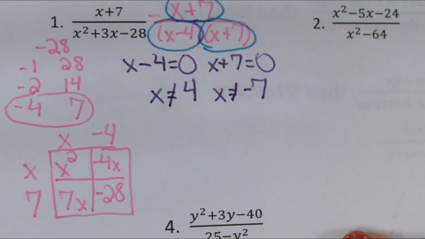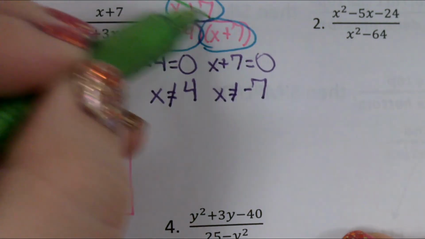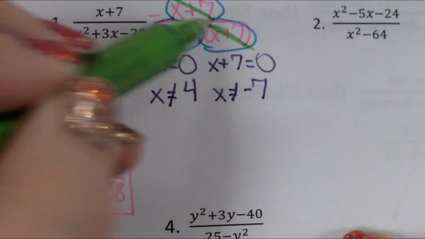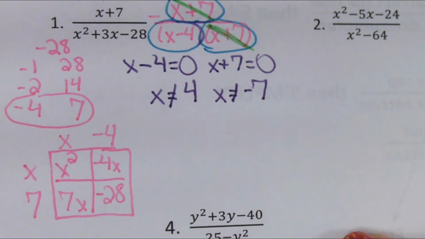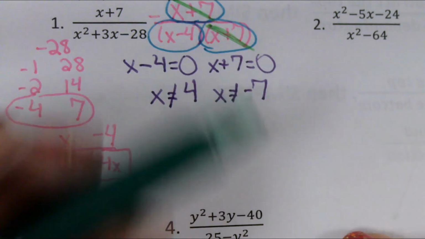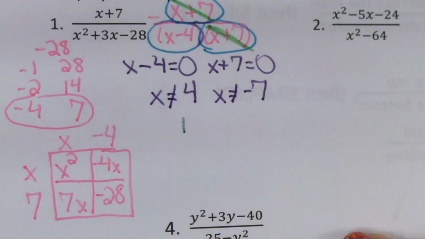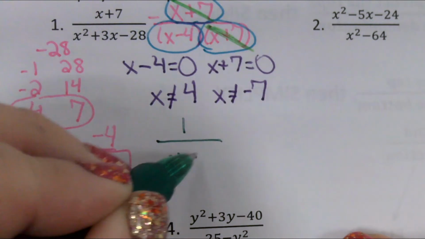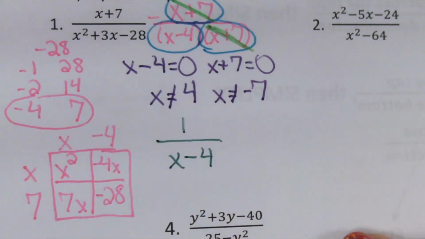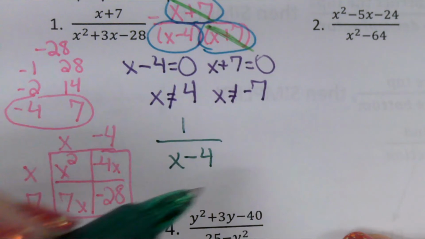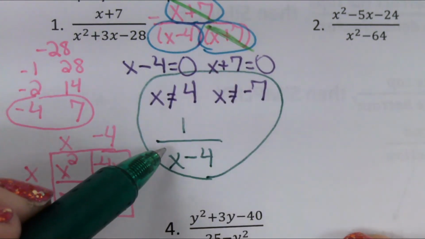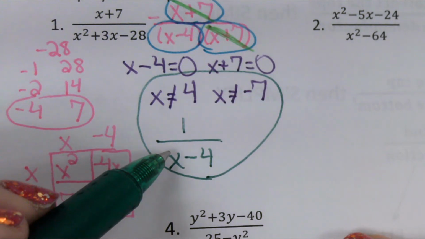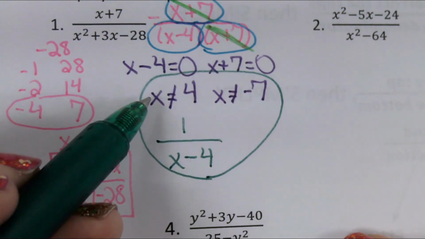Our final step is to go ahead and cancel identical factors. That would be x plus 7 and x plus 7. Since there's nothing remaining on the top, 1 would be in that place, and the bottom would be x minus 4. So our simplified answer is 1 over x minus 4, and our excluded values are x can't equal 4 and x can't equal negative 7.